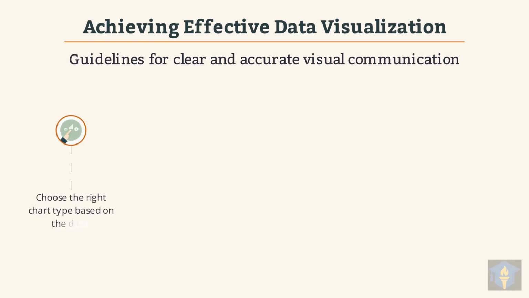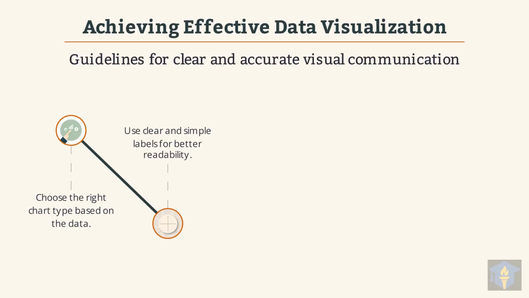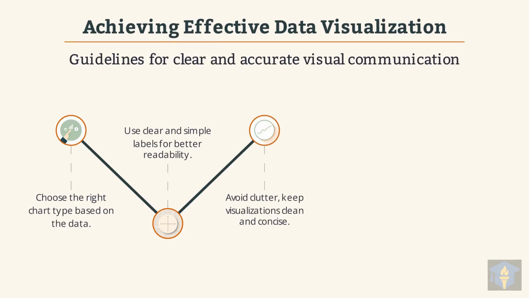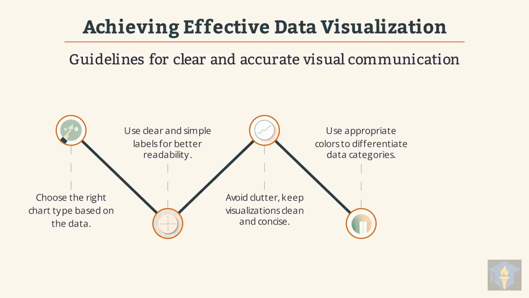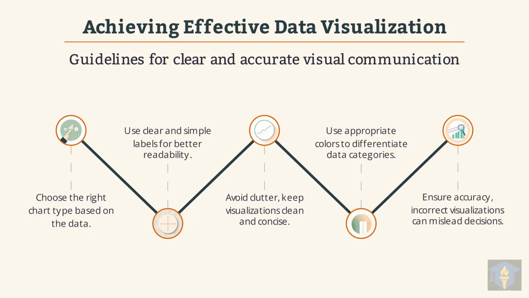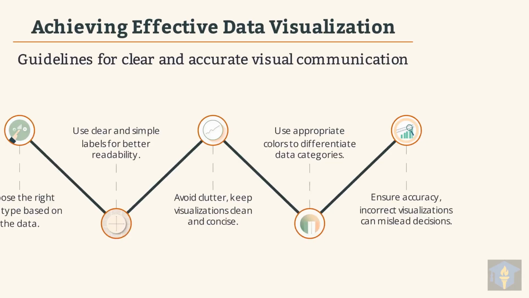Always choose the most appropriate chart type, as it directly depends on the kind of data you are presenting. Ensure you use clear and simple labels on your visualizations to enhance readability and understanding for your audience. It's crucial to avoid clutter. Keep your visualizations clean, concise, and focused on the main message. Select appropriate colors to clearly differentiate between various data categories, aiding quick interpretation. Finally, always ensure accuracy, as incorrect visualizations can severely mislead decision-making and understanding.